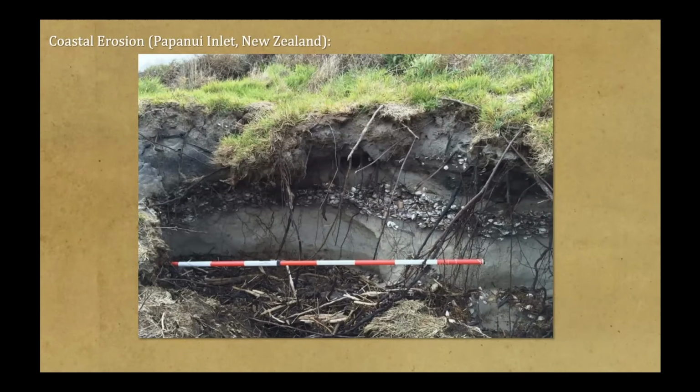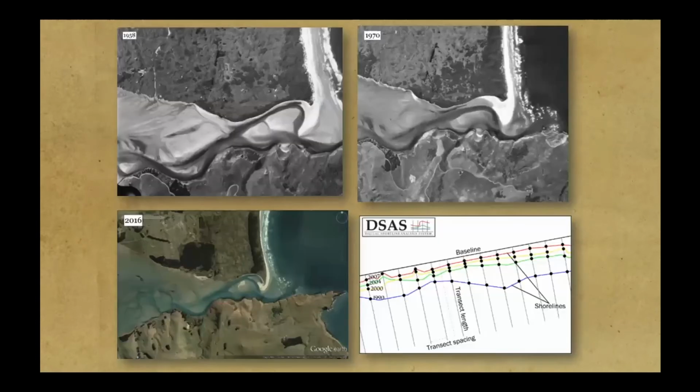So I wanted to use my mapping software to track those processes. What I did is I took aerial images from 1958, 1970, and 2016, and I overlaid them in my mapping software, and I used this extension on the bottom right that automatically creates transects and measures the distance between coastlines.